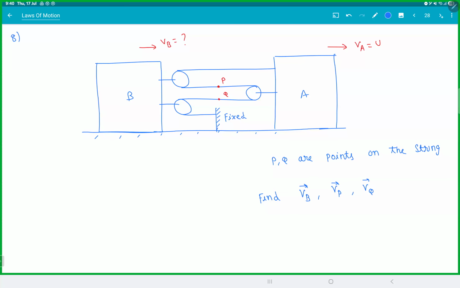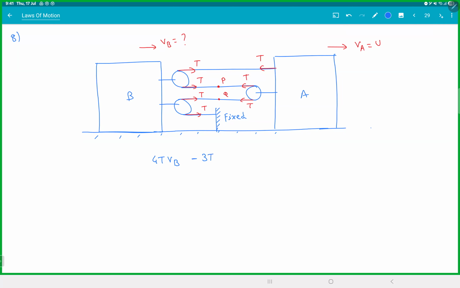See the first part, B is easy. So how many tensions are there? This is pulling here, tension T. This is pulling here, tension T. This is pulling here, tension T. So there are 3 tensions on A. The same string is here. String is pulling, string is pulling, string pulls, and string pulls. There are 4 tensions here. So this will be 4 times tension times VB, minus 3 times tension, because the tensions are on the left side, and the velocity of A is U, is 0. So VB will be 3VA by 4. That's an easy one, straightforward.